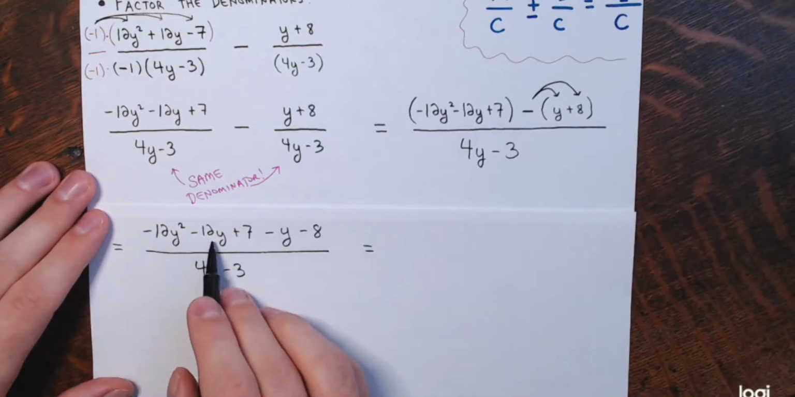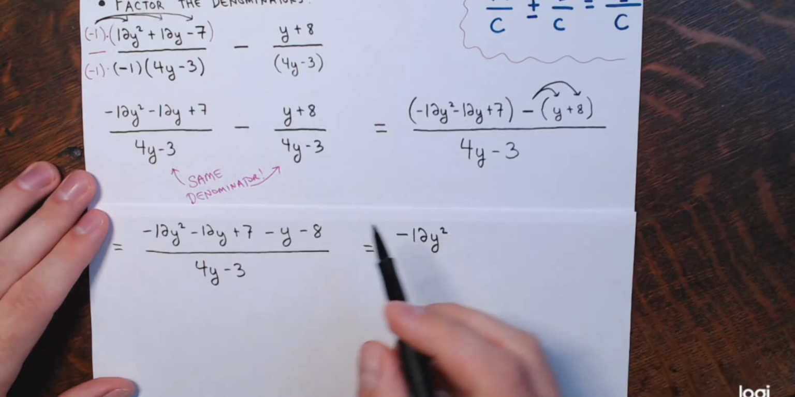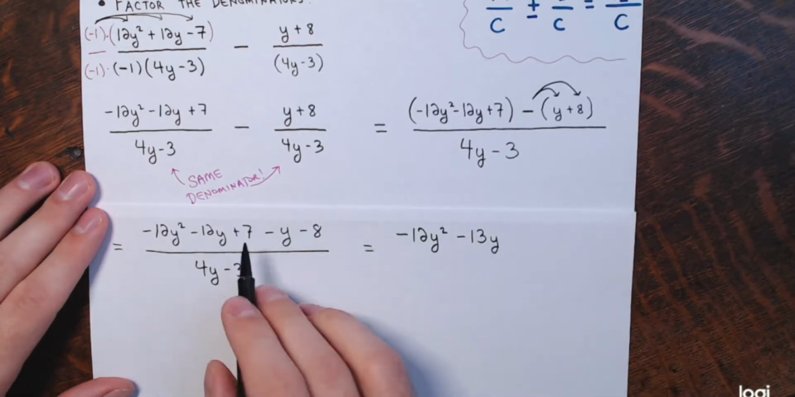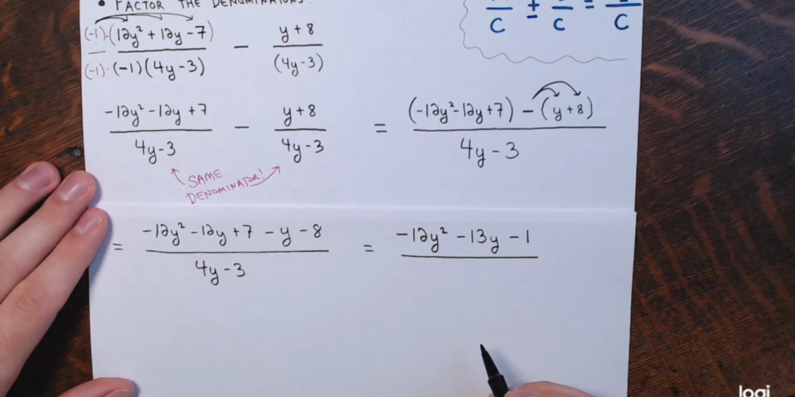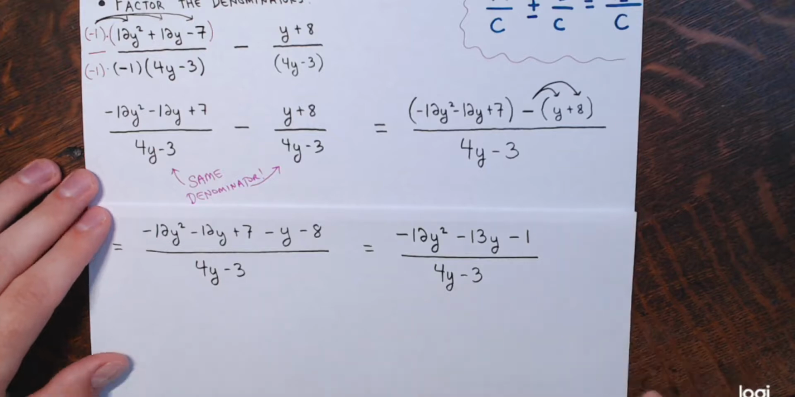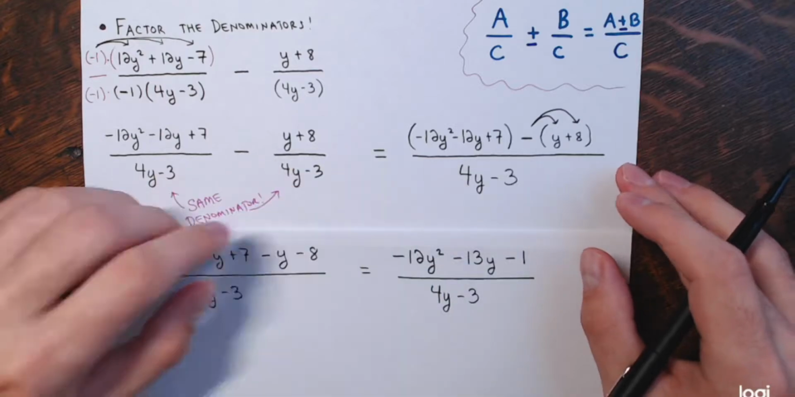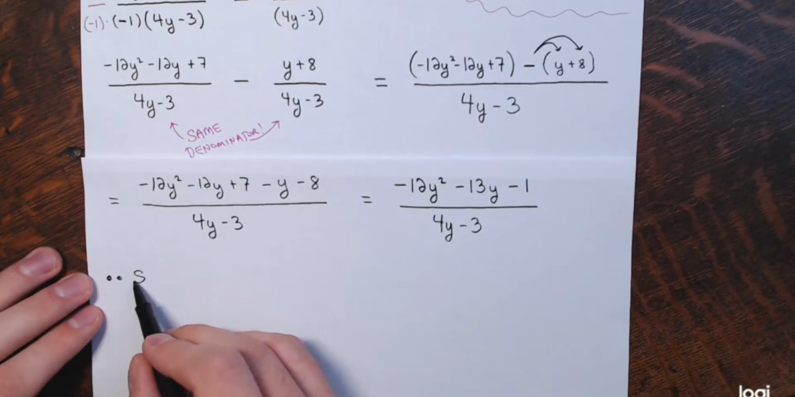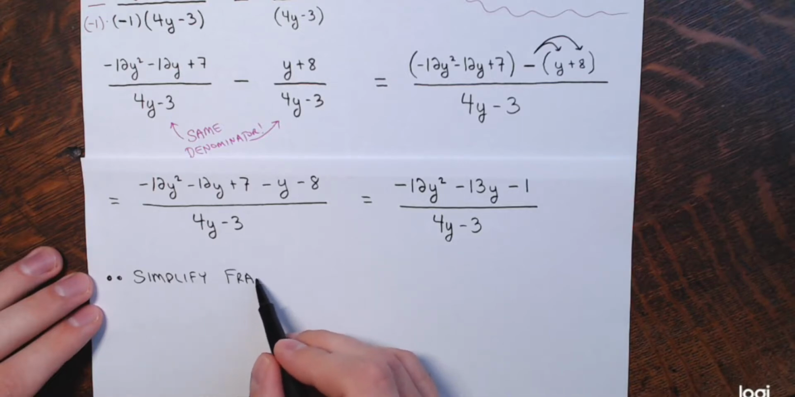Combining like terms, well, we have negative 12y squared. There's no other y squared term. Negative 12y minus y is negative 13y. And 7 minus 8 is negative 1. All right, so there's the numerator polynomial. And again, the denominator polynomial is 4y minus 3. Now, after getting the same denominator, putting them together, and getting a single fraction, we must then simplify that fraction. Simplify the fraction. And you should know how to simplify fractions.